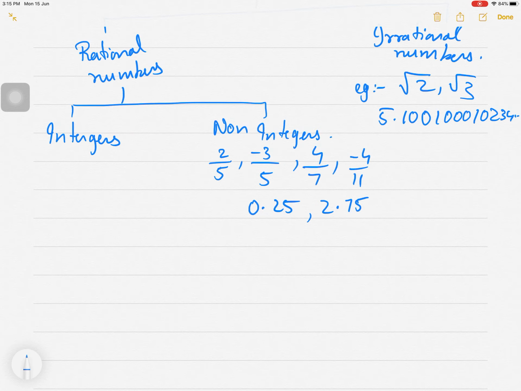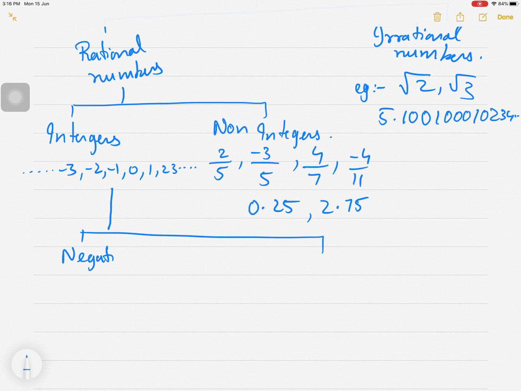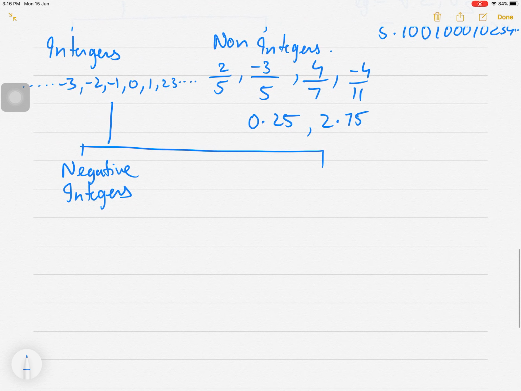Integers are the numbers which were there in the number line: minus 3, minus 2, minus 1, 0, 1, 2, 3 and so on. These are the integers. Now integers I can write as negative integers and whole numbers.